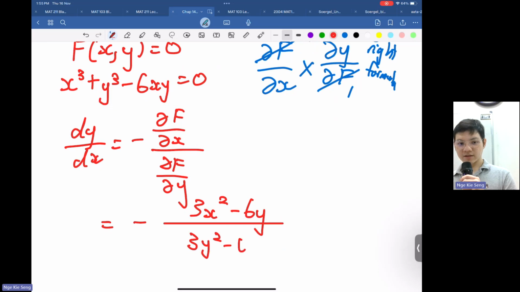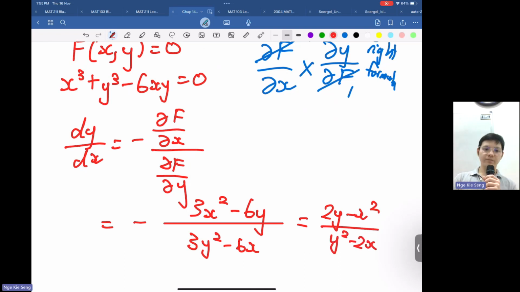So if you rearrange it, you get (2y minus x squared) over (y squared minus 2x). Yeah, this is just calculation.